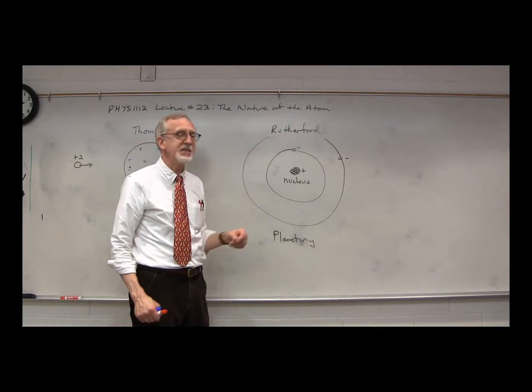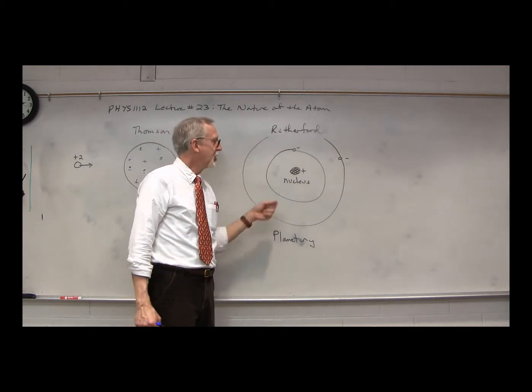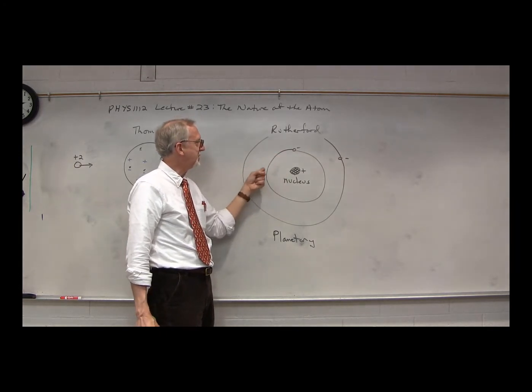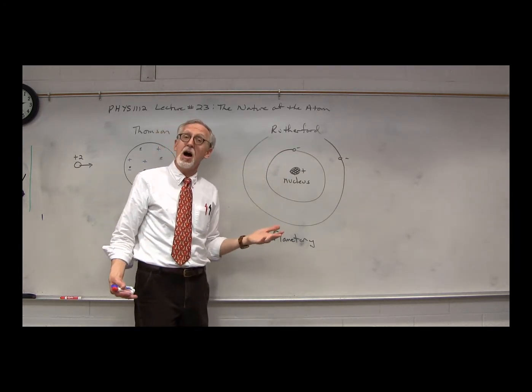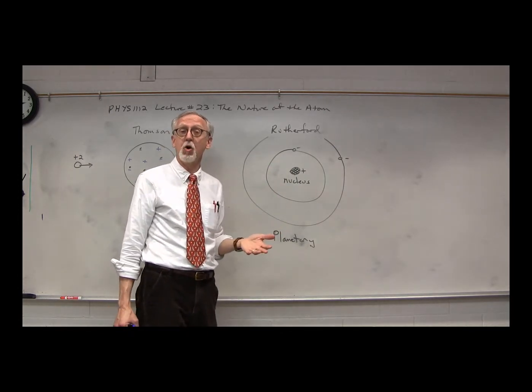But the question arises, can these electrons orbit the nucleus at any distance? Could we have an electron at half this distance, or twice this distance, or 3 times this distance? Or is there something limiting the distances that the electrons can actually orbit the nucleus?